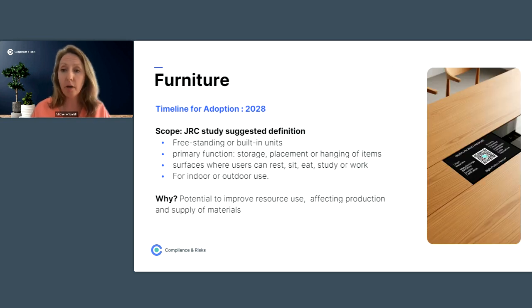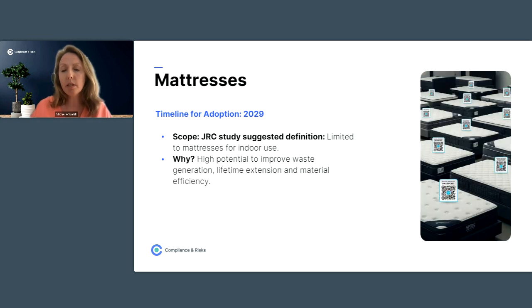Next one is furniture, again, a new priority product. The timeline for adoption is 2028. This study has suggested it should include indoor and outdoor use furniture, so very, very broad. And the reason why, again, is there's huge potential to improve resource use, affecting production and the supply of materials. And the fourth new product group that they have selected is mattresses. The JRC study is suggesting it should include mattresses for just indoor use. So camping or external mattresses would be excluded. It'll be interesting to see will that be limited in this way. There is a high potential to improve waste generation from these products, as well as lifetime extension and material efficiency. So the timeline there for adoption is 2029.